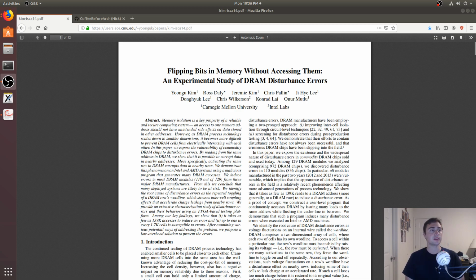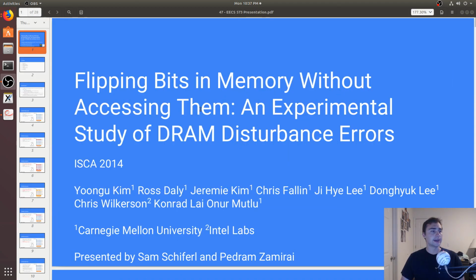We're going to be discussing a paper from ISCA 2014 called Flipping Bits in Memory Without Accessing Them, an Experimental Study of DRAM Disturbance Errors. And we're going to be going over a presentation that I found from a class at University of Michigan. You may already be familiar with this paper in some sense, because this was really the paper that introduced this idea of Rowhammer attacks. And we'll get more into what that means right now.